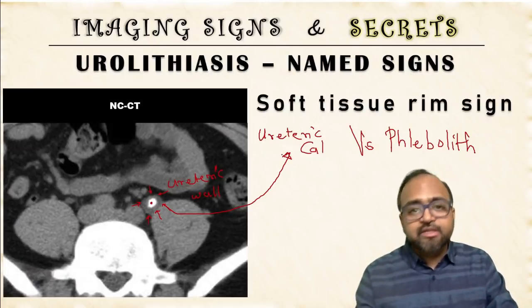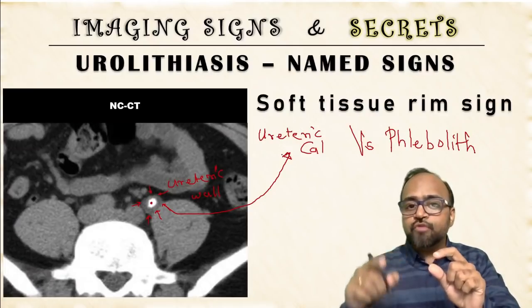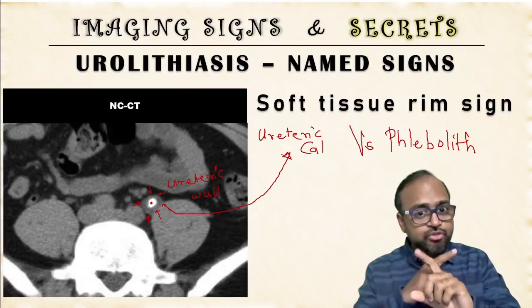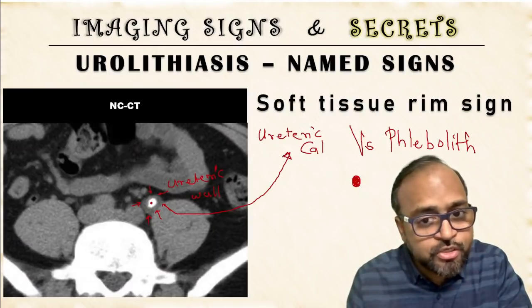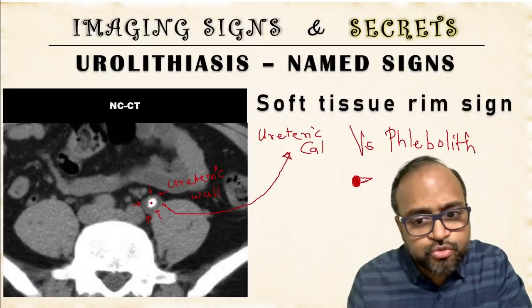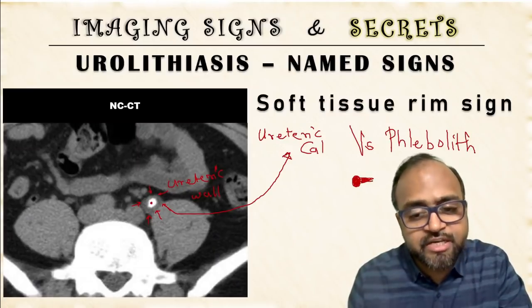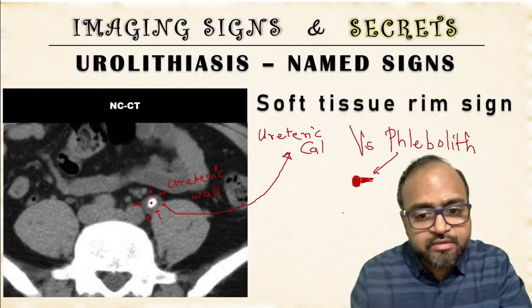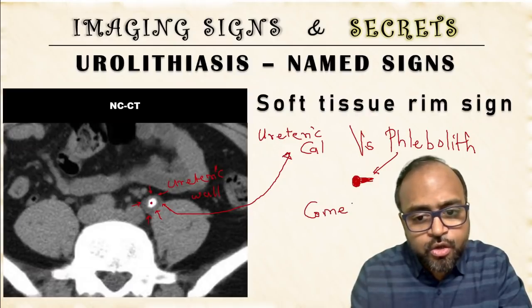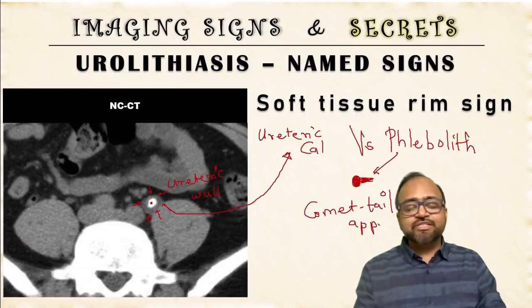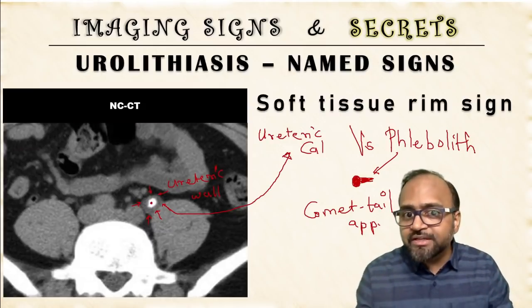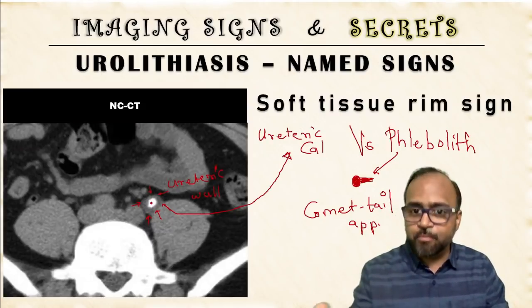What happens in a phlebolith? Around a phlebolith, there is not a uniform rim seen around it. What is seen in fact is a phlebolith or a calcification like this, and a uniform rim around it is not seen, but an eccentric soft tissue of the vein is seen going on one side. This is what is called the comet tail appearance of a phlebolith. So soft tissue rim sign is suggestive of an impacted ureteric calculus. Comet tail appearance is suggestive of a phlebolith.